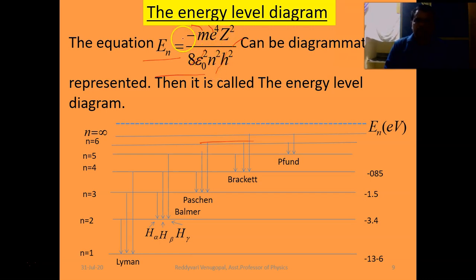So the energy of a particular level of a particular atom depends on only two things, that is Z, the atomic number of that particular atom, and n, the principal quantum number of that particular energy level, that particular energy state. So the equation En is equal to minus m e to the power of 4 Z square divided by 8 epsilon naught square n square h square can be diagrammatically represented as follows.